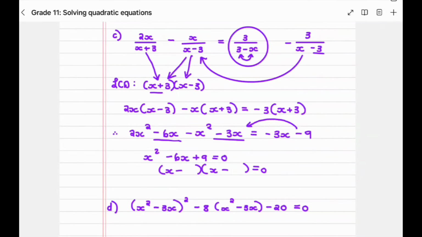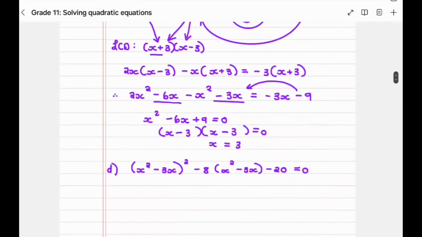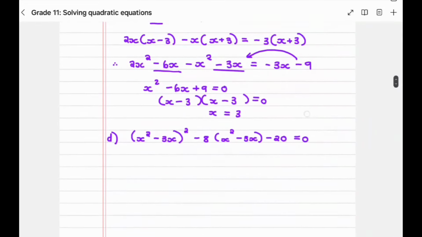Signs are the same. They're both negative. 3 times 3 gives you 9, and if you add them, it gives you 6. So x is either 3 or 3. There's no other option. Okay. All right, they're both the same.